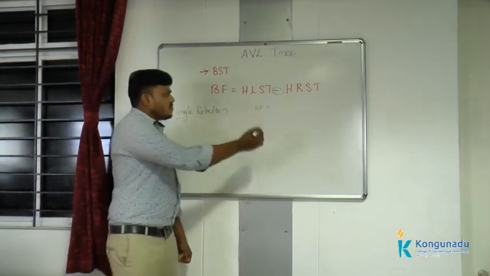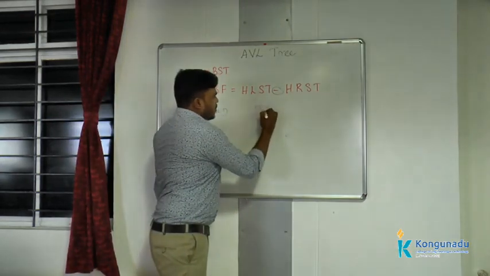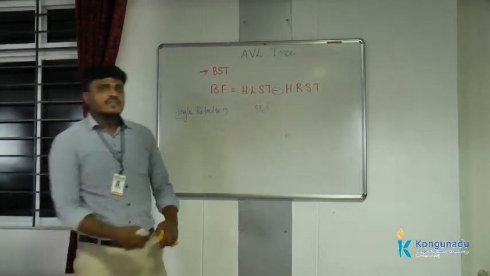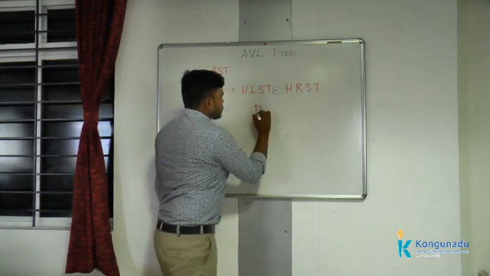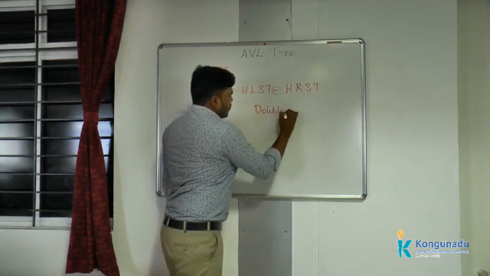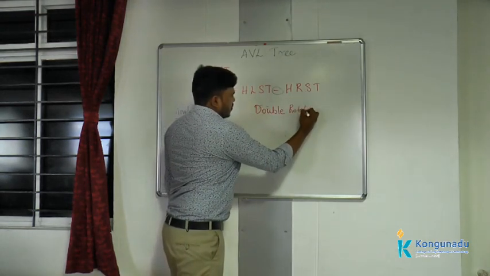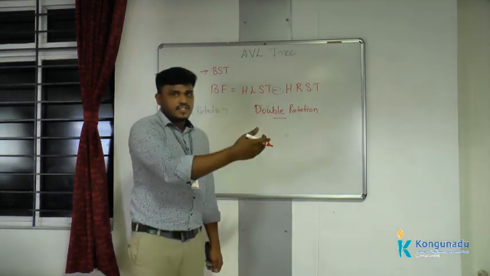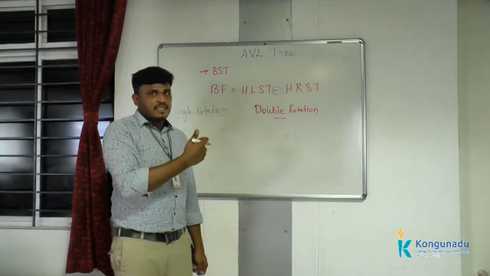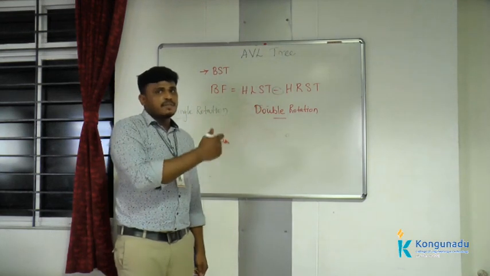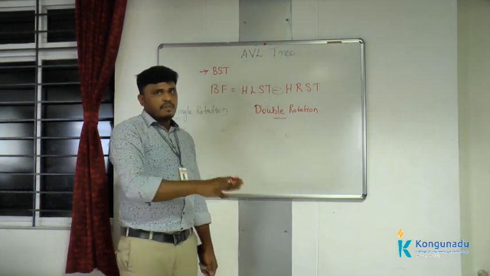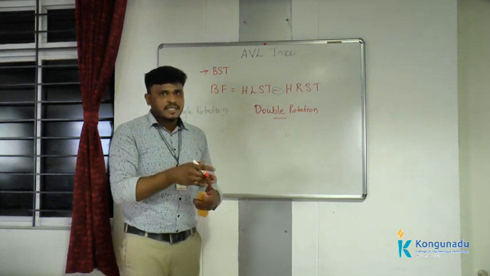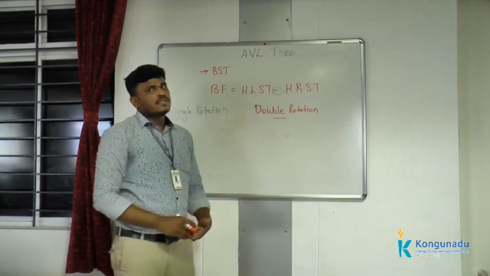Similarly, we have one more rotation operation, that is double rotation. Double rotation is also performed in two cases. One is an insertion into the left subtree of the right child, and another case is an insertion into the right subtree of the left child. By performing these rotations, we can balance the AVL tree. That's it. Thank you.